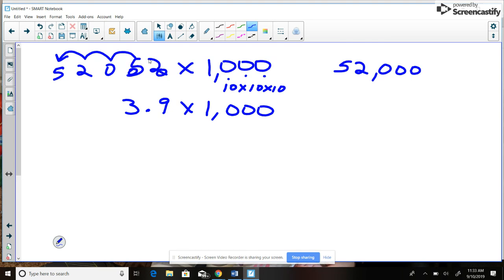Whereas with this one, 3 and 9 tenths, this time the 3 I know will go to the thousands. It's in the one place. So here's tens, hundreds, thousands. That means my 9 is going to go right behind it and end up in the hundreds, leaving me with the tens and the ones to fill in.